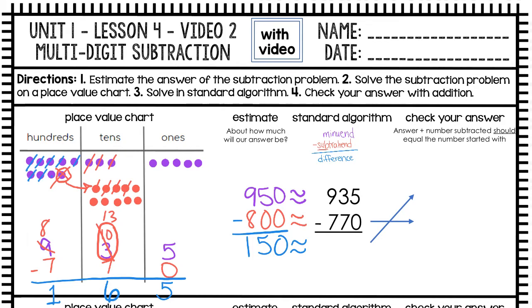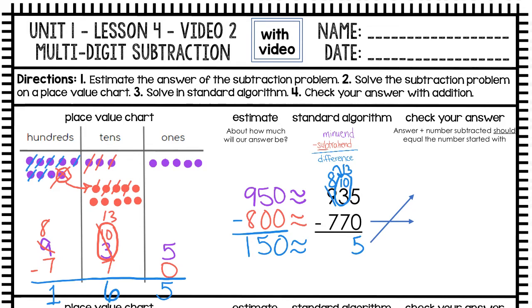Let's check. In our ones place, where we begin, 5 minus 0 is 5. Then move over to the tens. 3 tens minus 7 tens. Well, I can't take away 7 tens if I only have 3, so I must come to my hundreds and regroup. I use one of those hundreds, so now I only have 8 hundreds. Then I regroup 10 more. 10 plus 3 is 13.